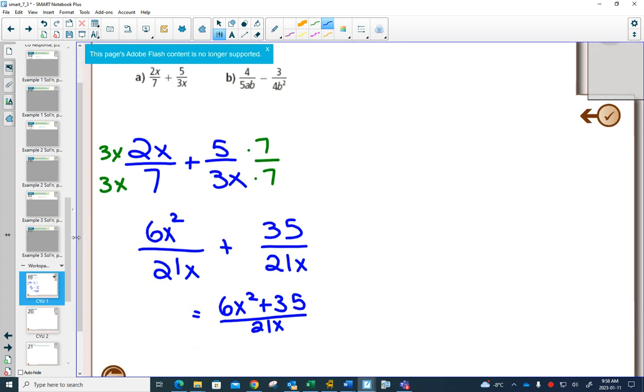The rule for adding fractions, once you have that common denominator, is you add the numerators together. And the numerators are not like terms. So the best we can do is just write 6x squared plus 35.